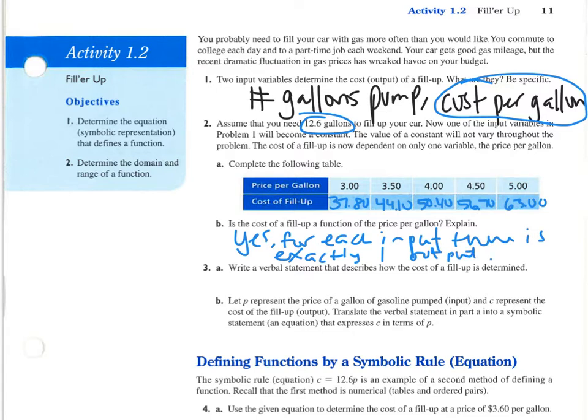Okay, write a verbal statement that describes how we figured that out. How did we figure out the cost of the fill-up? All we did was multiply the cost per gallon by how much we bought, which we were keeping constant at 12.6.